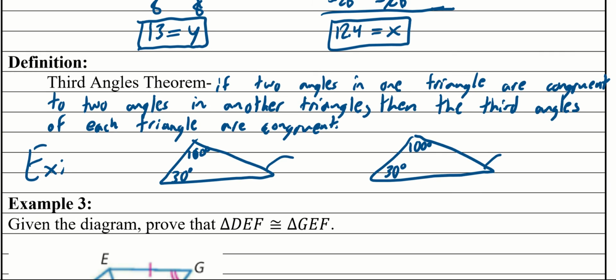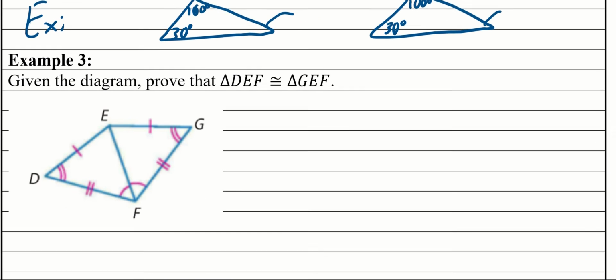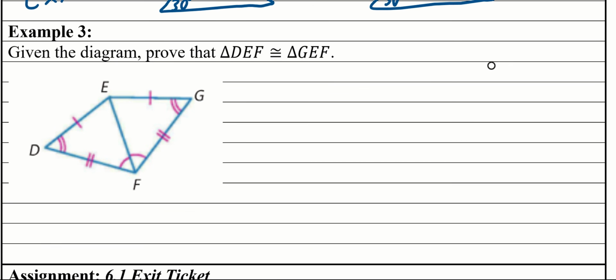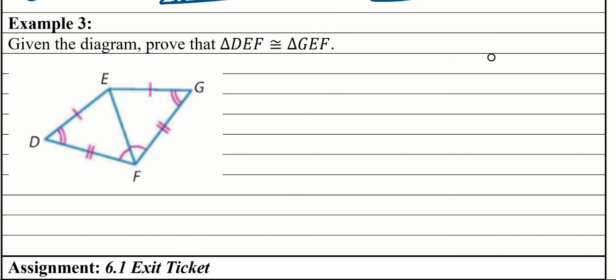Okay, so last example here, practicing this a little bit. This is going to be similar to what the problems are going to look like as we move forward in this unit. So example 3 here, given this diagram, I want you to prove that triangle DEF is congruent to triangle GEF here. Okay, DEF is congruent to GEF.